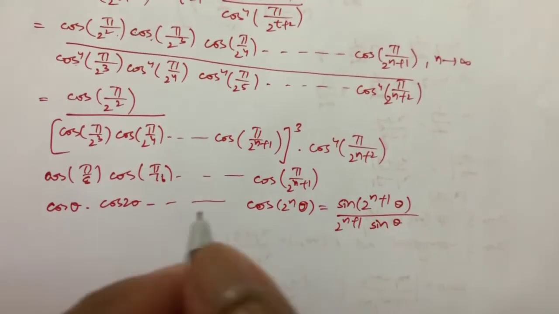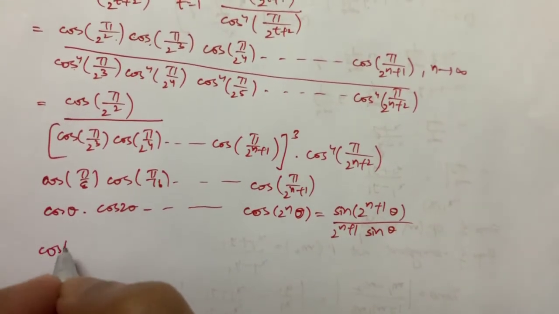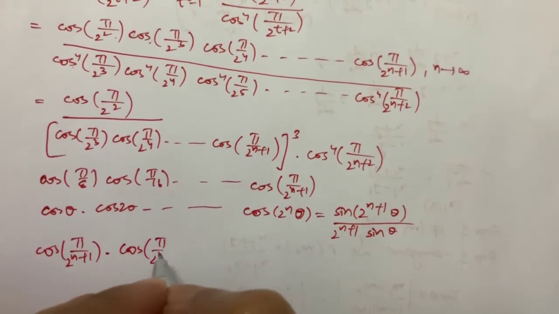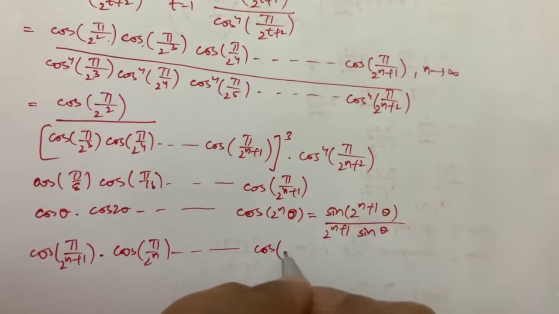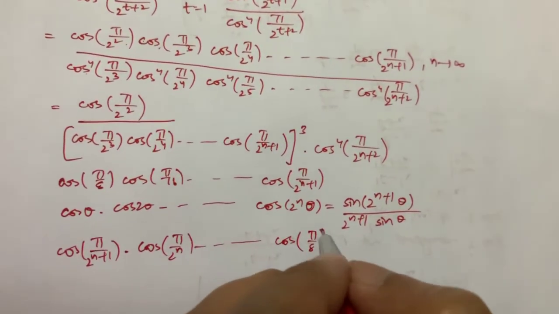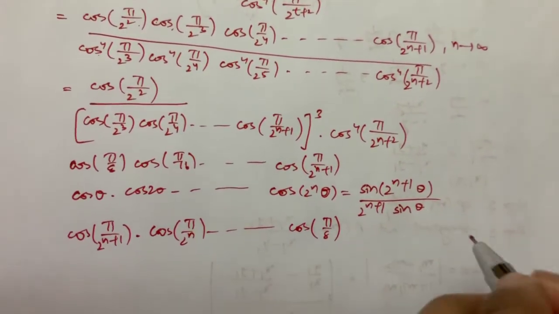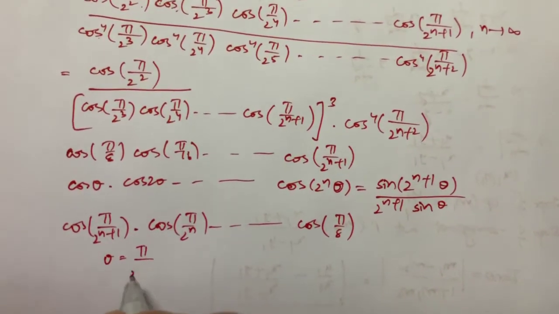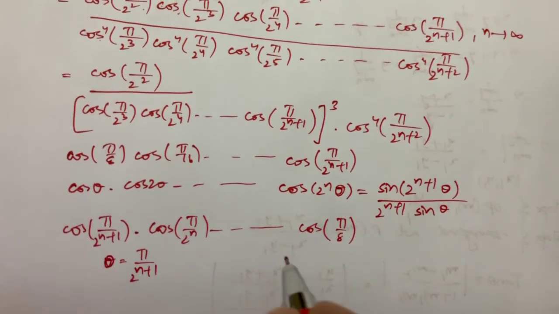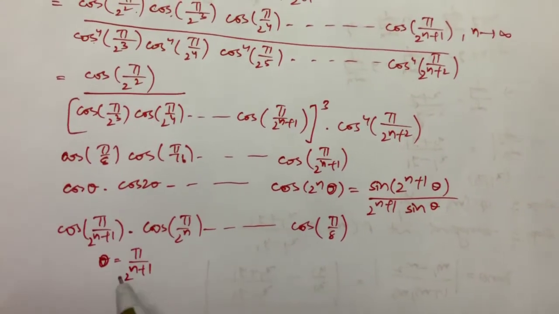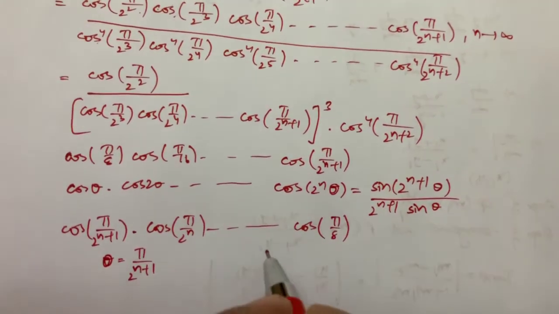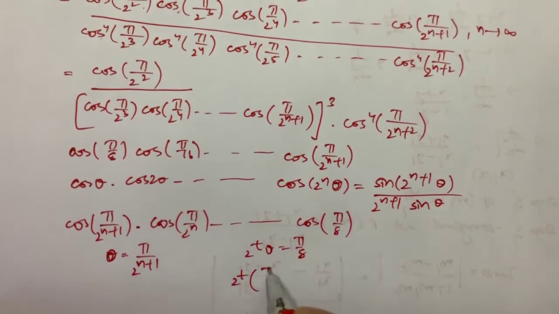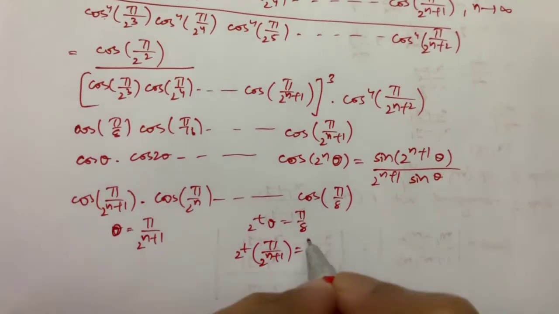Now, if I use this relation, here we have cos pi by 2 power n plus 1, cos pi by 2 power n, and so on up to cos pi by 8. How many terms are we getting, we have to calculate. Here theta is equal to pi by 2 power n plus 1, and we have 2 power n into theta, but here this is also n, so we will make it t. So, 2 power t into theta is equal to pi by 8. So, 2 power t into pi by 2 power n plus 1 is equal to pi by 8.